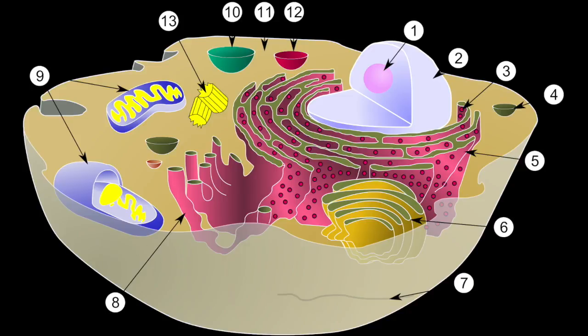Lysosomes. Even the neatest, cleanest factories need a cleanup crew, and that's what lysosomes are. Lysosomes are small organelles filled with enzymes. One function of lysosomes is the digestion or breakdown of lipids, carbohydrates, and proteins into small molecules that can be used by the rest of the cell.